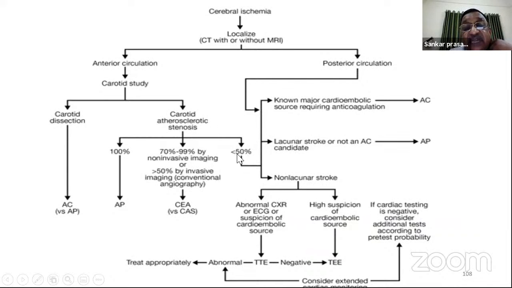If the stenosis is less than 50%, again you have to be careful, it can give rise to two things. Look at the posterior circulation; if a known major cardioembolic source is there, anticoagulation. Lacunar strokes are not candidates for anticoagulation; you treat with antiplatelet agents. So if you get a non-lacunar stroke and you have an abnormal chest X-ray, ECG, or suspicion of a cardioembolic source, you do a TTE, transthoracic echocardiography, and treat appropriately after the diagnosis. So TEE is an important thing in cryptogenic stroke.